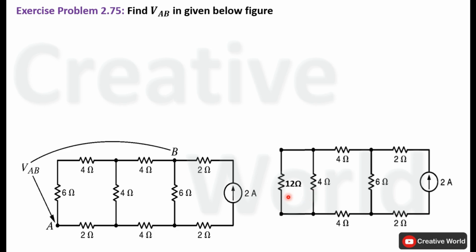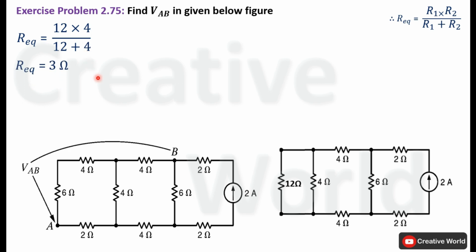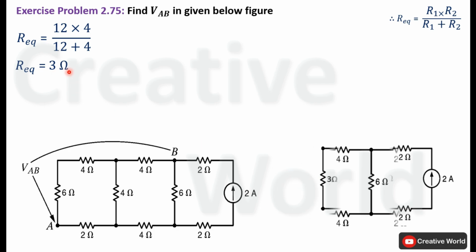Now these 2 resistances are converted into parallel connection. We will find their equivalent resistance using this equation. R equivalent is equal to R1 multiplied by R2 divided by R1 plus R2. In this case, R1 is 12 ohm and R2 is 4 ohm. Place values inside this equation. Product of 12 and 4 will become 48. Sum of 12 and 4 will become 16. 48 divided by 16 will become 3 ohm. We can replace these 2 resistances with a single resistance having the value of 3 ohm.